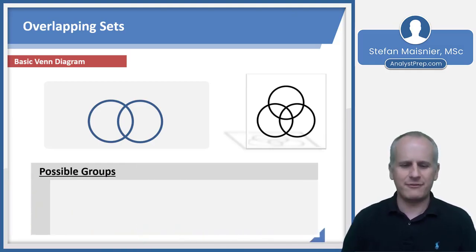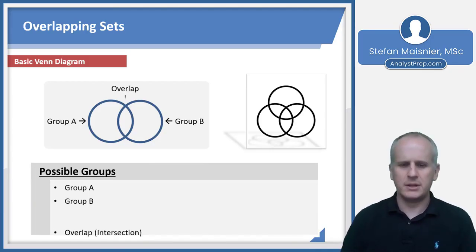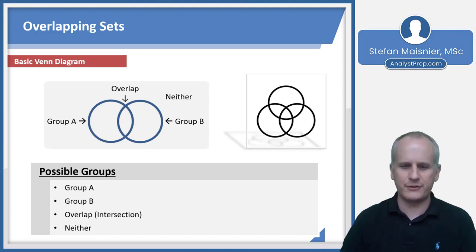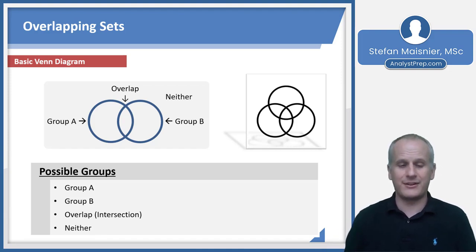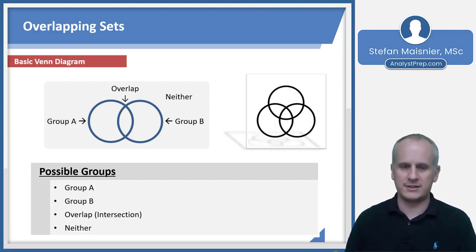So you're going to have four possible groups. You can have group A, you can have group B, you can have your overlap, which is also known as the intersection. And of course, you can have those that are neither, that are not in group A nor group B. So you have the Venn diagram as a visual representation of what's happening. But you're not going to want to use a Venn diagram to solve on the executive assessment. It just takes too long.